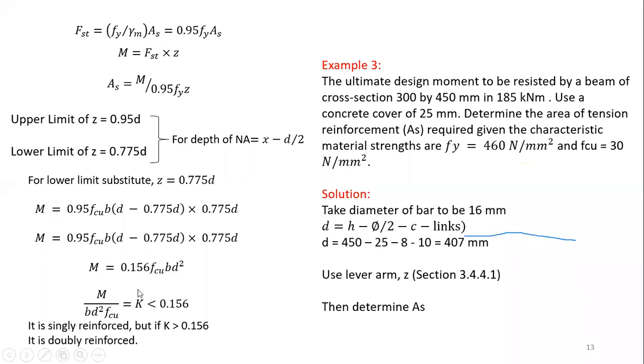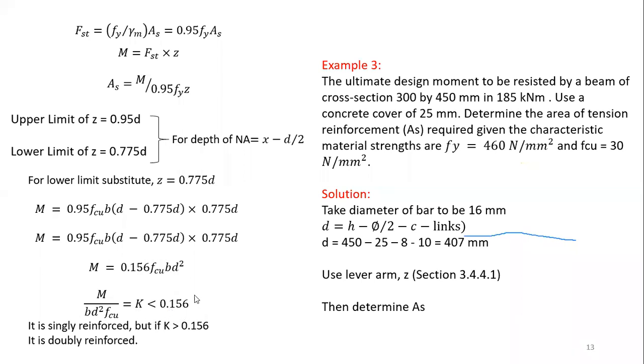And you know the value of K before. K is equal to M over b d squared fcu. So if you bring all of this together, you have K less than 0.156. If the value of K is less than 0.156, it means such a beam is singly reinforced. But if the value of K is greater than 0.156, then it is doubly reinforced. We are going to do more on doubly reinforced.